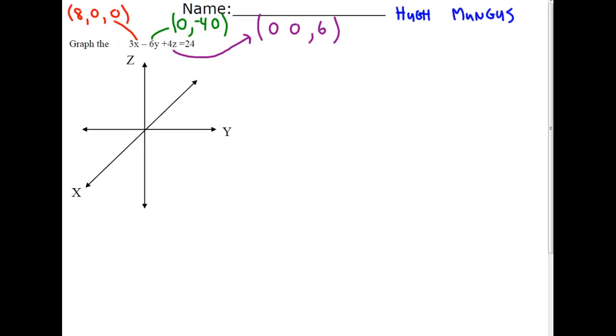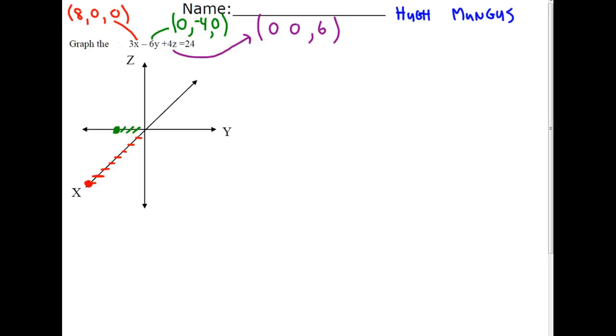So 8 on the positive x, that's going to be 1, 2, 3, 4, 5, 6, 7, 8. It's going to be all the way over down there somewhere. All right, there's the x-intercept. The y-intercept, that's going to be my green. That's going to be down 4. I'm missing a comma. Down 4 in the y. Actually I said down, but it's not actually down. It's going to be to the left. 1, 2, 3, 4. There we go. There it is right there.